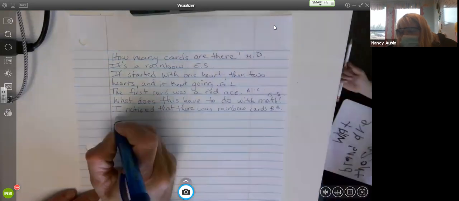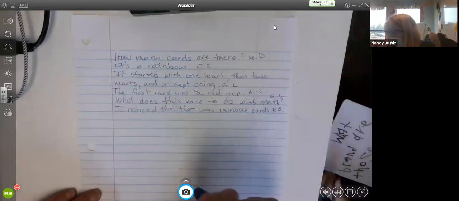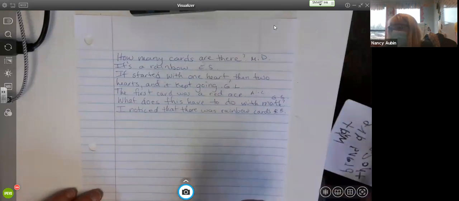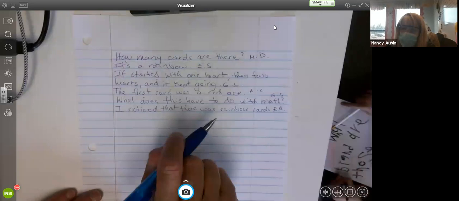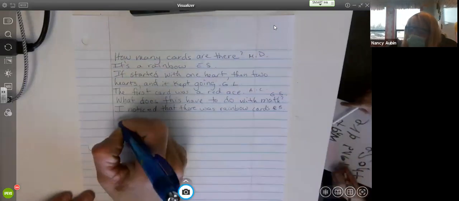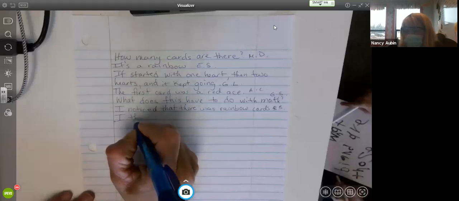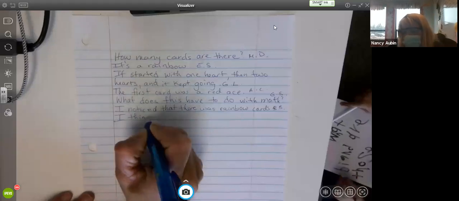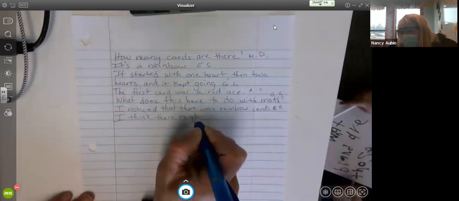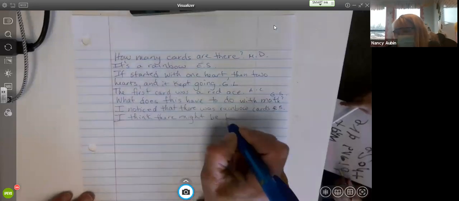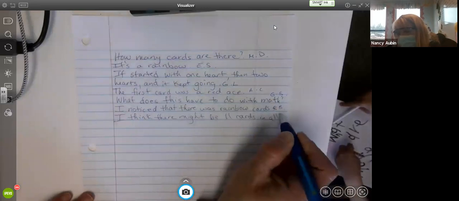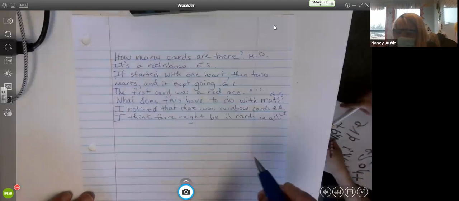There's 11 cards? Yes. Of what color? I don't think so. You could say, I think there might be, because there's no way you could have figured all that out. I think there might be 11 cards in all. Let's go with that, okay? Because we haven't given any information.